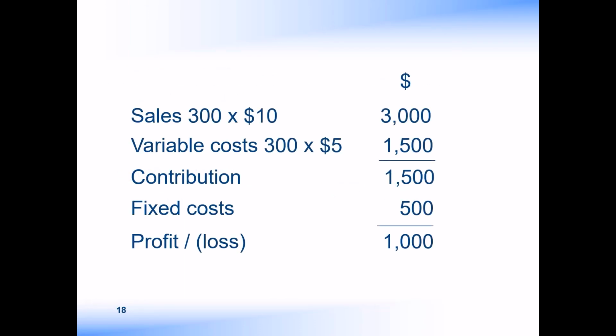And again, we can prove this via a simple profit and loss account. If we take the sales, less the variable costs, less the fixed costs, it leaves us with our planned profit of $1,000.